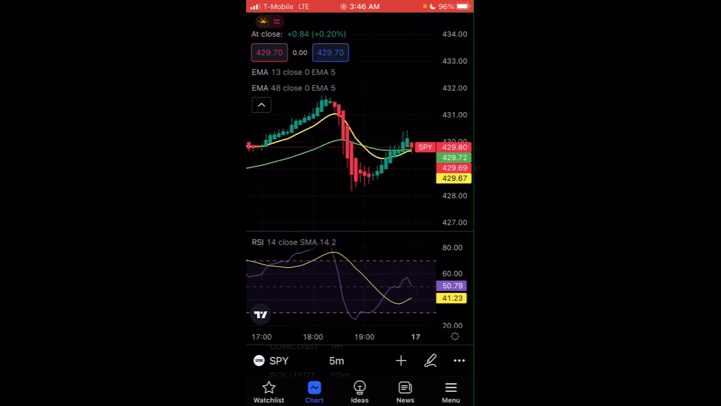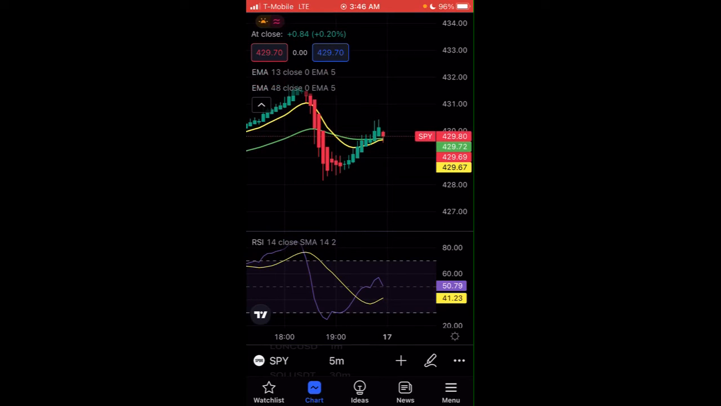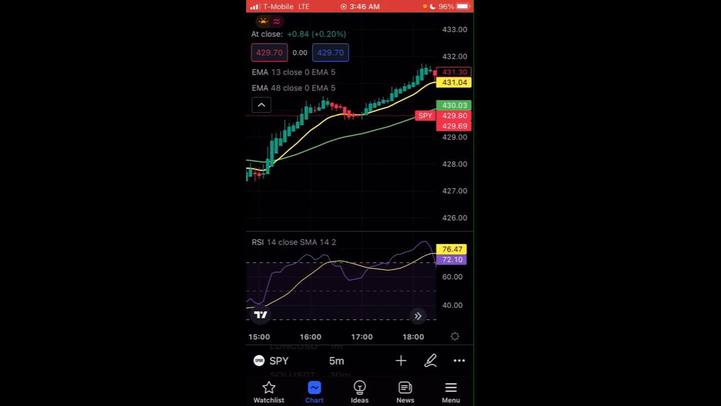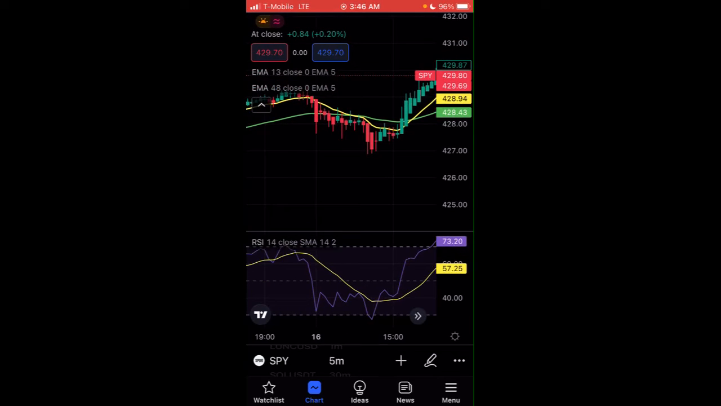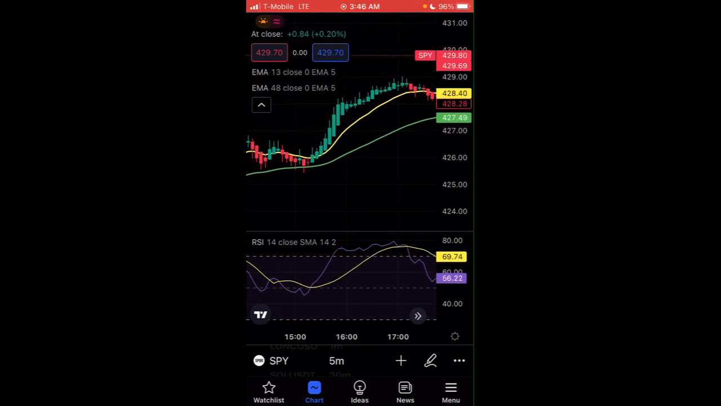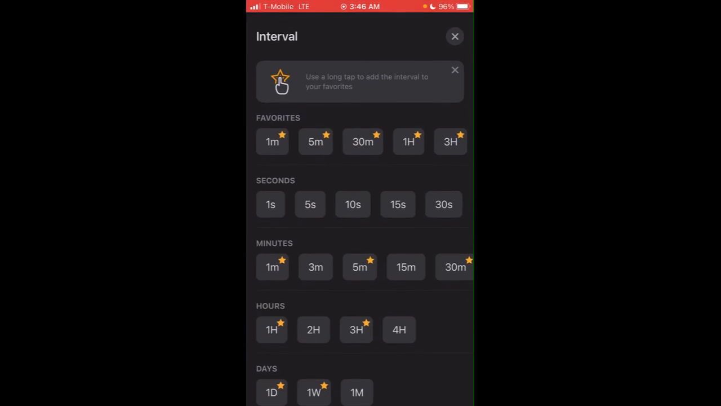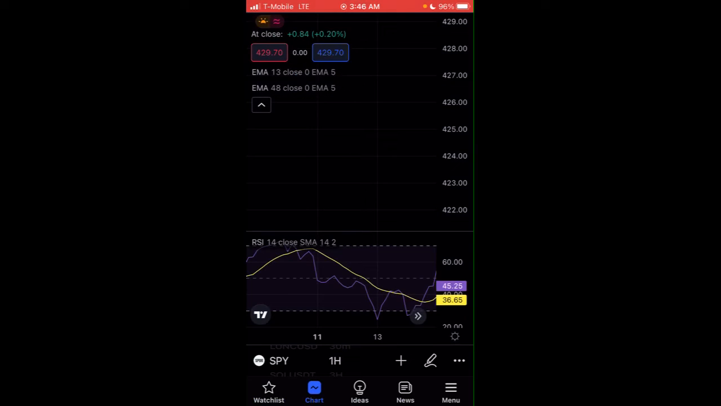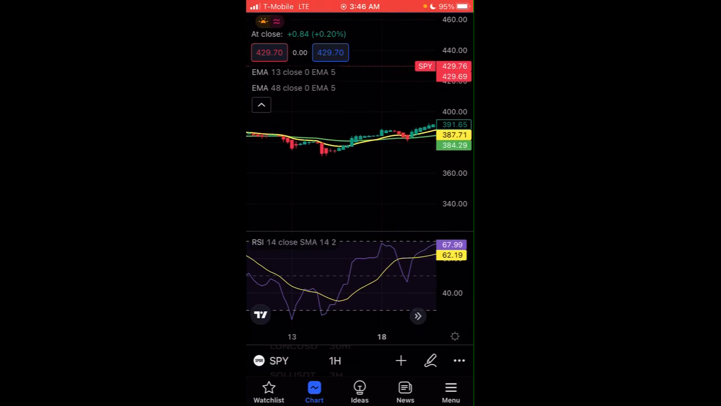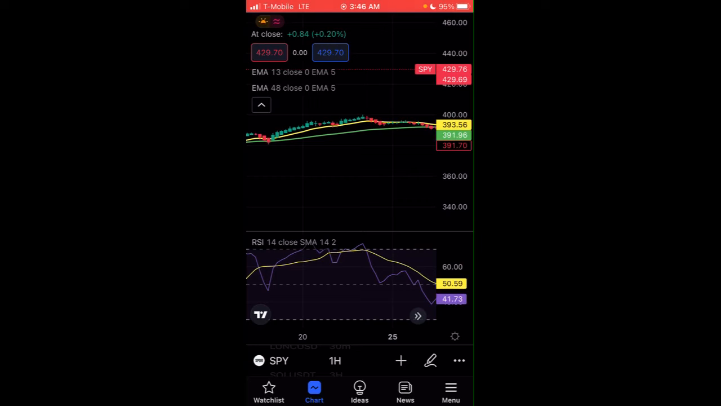So you could just basically write out the RSI, but I wouldn't go by it 100%. The RSI can be wrong sometimes. But let's real quick look at the hour. Let's look at the hour. And we could probably make more profit by doing it by the hour.